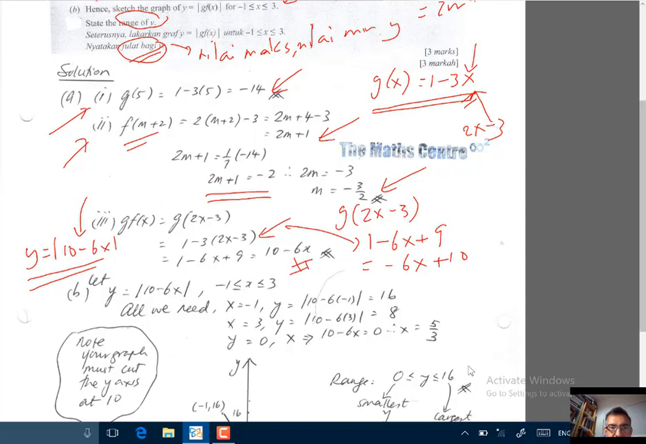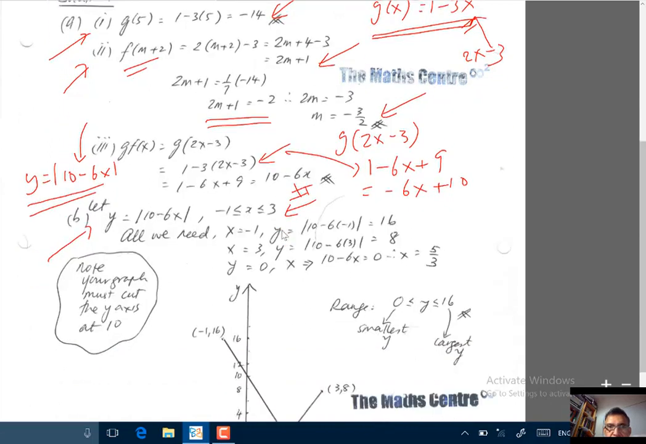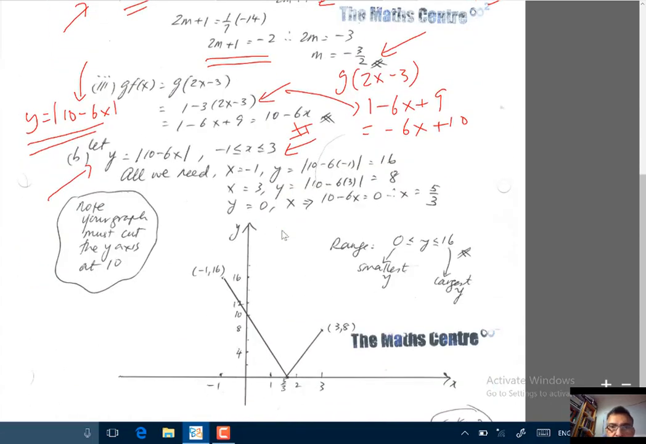Okay, let's come back to this. Y is mod of 10 minus 6x. We're asked to draw this graph for values of x between minus 1 and 3. Now, one way to do it is, when x is negative 1, you plug in negative 1 here. I have 10 minus 6 times negative 1 is 16. So you get y is 16. And when x is 3, you plug in 3 here. 10 minus 18 is minus 8, so we have 8 after taking the modulus. That's what you see here.